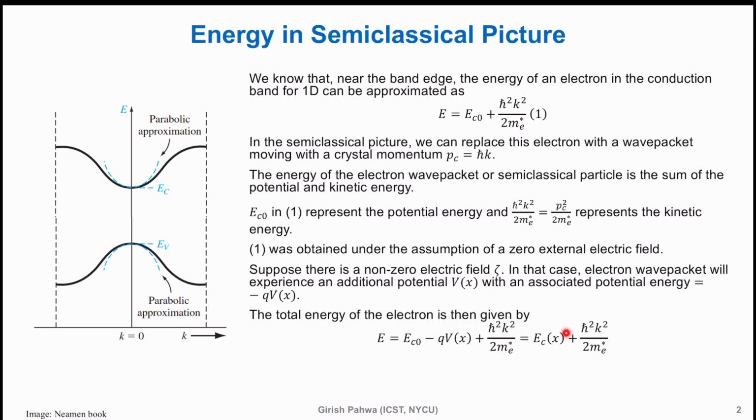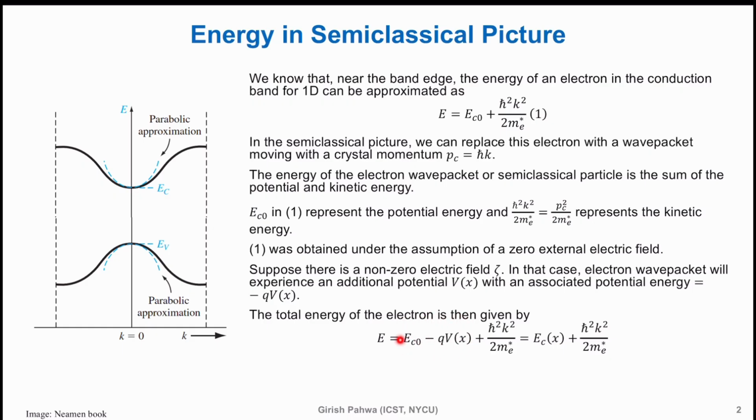EC naught is constant, it's a number. It does not vary with X, but this potential can vary with X. Say the potential is linearly varying with X or non-linearly varying with X. It can be a function of X. In fact, if I have a constant potential, I can't have an electric field, because it's a gradient: minus dV by dx is equal to the electric field. So potential will vary, and because it varies, this term is going to vary. So my potential energy is going to change from point to point.